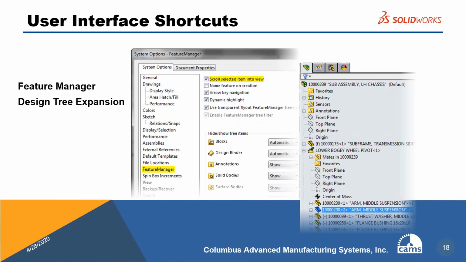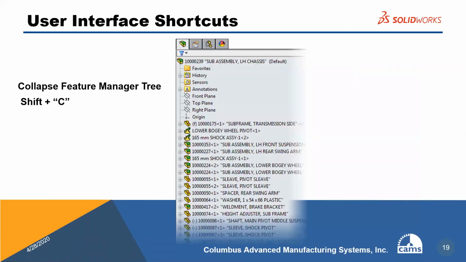So no matter how far down in the assembly it is, it's going to show you what that part is and let you open it up and deal with it right there. So it's a really, really nice shortcut that lets you find parts that are buried deep down inside a larger assembly.